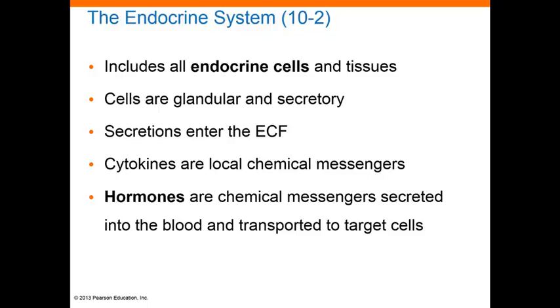The endocrine system includes all of the endocrine cells and tissues of the body, as pictured on the previous slide. Endocrine cells are glandular and secretory cells that release their secretions into the extracellular fluid. The chemicals released by endocrine cells may affect adjacent cells only, as is the case of cytokines, or they may affect cells throughout the body. We define hormones as chemical messengers that are released in one tissue and, transported by the bloodstream, reach target cells in other tissues.